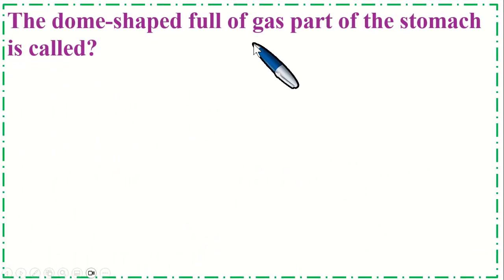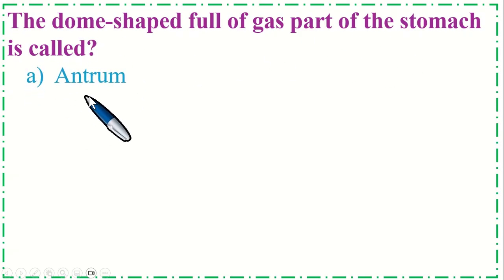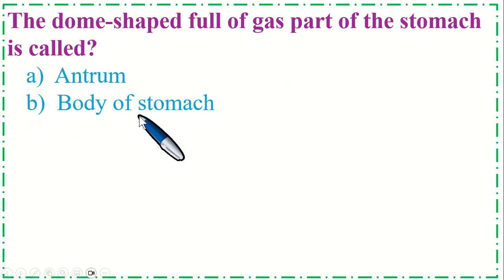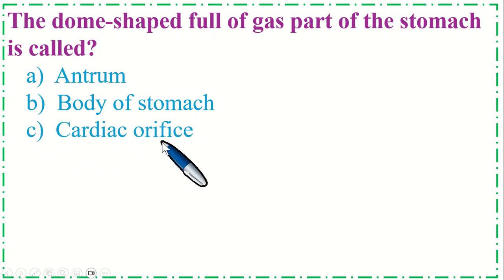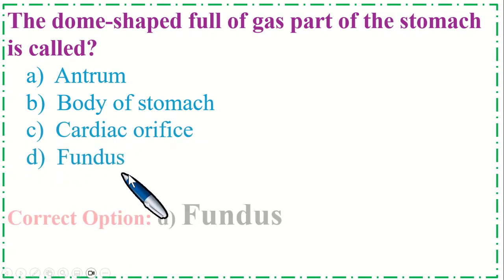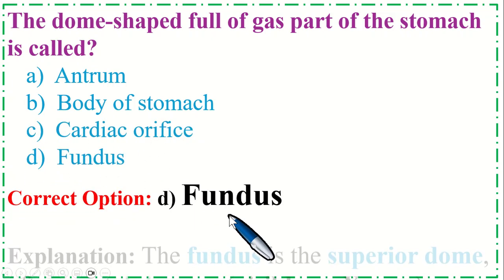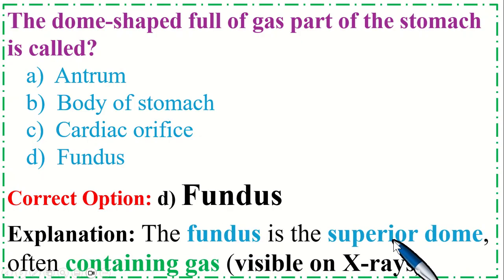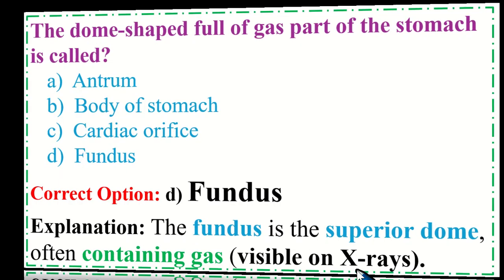The dome shaped part of the stomach full of gas is called option A antrum, B body of stomach, C cardiac orifice and option D fundus. So the correct option is D fundus. The fundus is the superior dome often containing gas visible on X-rays.